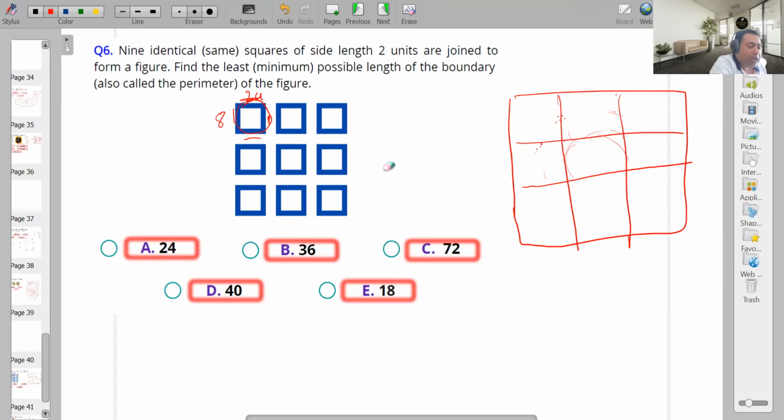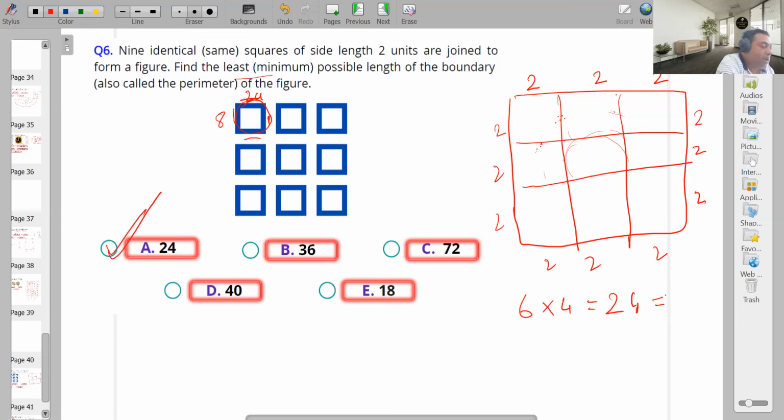The area of this figure and the one we made previously, the long rectangle, will be the same because we are adding all the areas in each case. But here the perimeter will be much less. Perimeter is the boundary length. So let's look at it. We have 2, 2, 2 here, 2, 2, 2 here, 2, 2, 2 here, and 2, 2, 2 here. We have 6 on each side. So 6 plus 6 plus 6 plus 6 becomes 24. And that's your answer. So 24 is the minimum possible length of the boundary of the figure. All right, we'll move on to the next question.